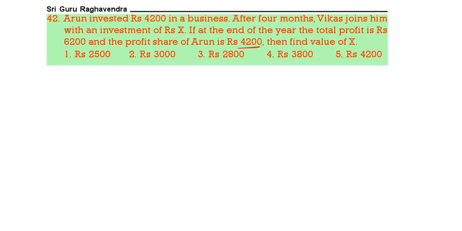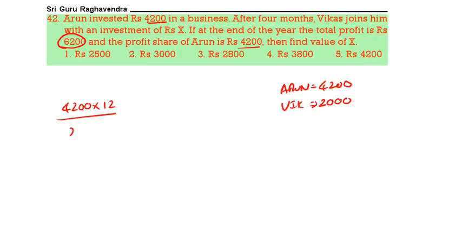Next, Arun invested 4,200 in a business. After 4 months, Vikas joined with an investment of X. If at the end of the year the total profit is 6,200 and Arun's profit is 4,200, Vikas will get 6,200 minus 4,200, that is 2,000. Vikas will invest for only 8 months because he is joining after 4 months. Arun is getting 4,200 whereas Vikas is getting 2,000.